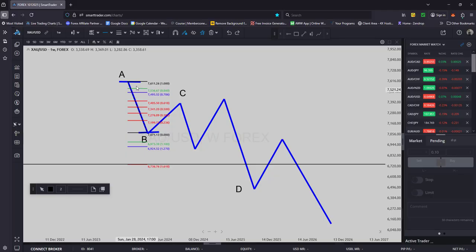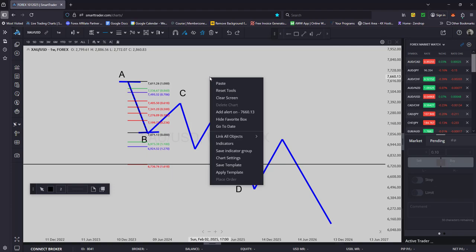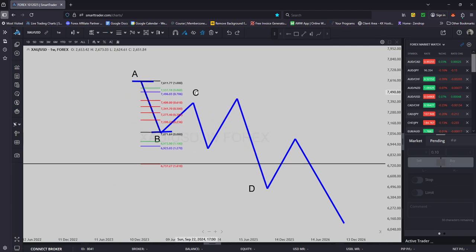So based on what we have here, we have A, B, the market came to the C area, fell, came back deeper within the boundary, so now our C would be adjusted from this level to here, and then the market fell, hit our D.